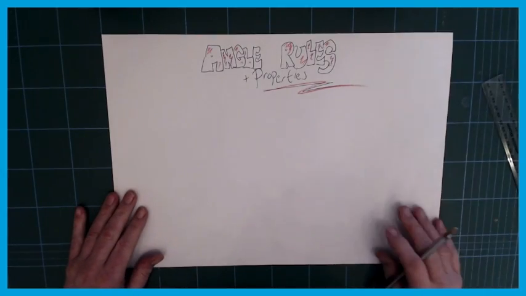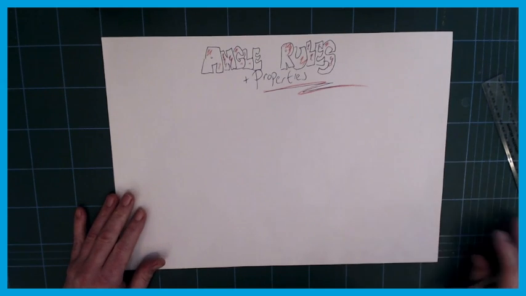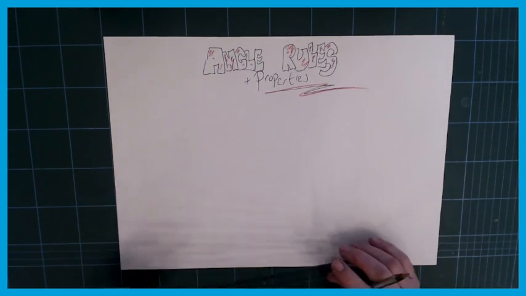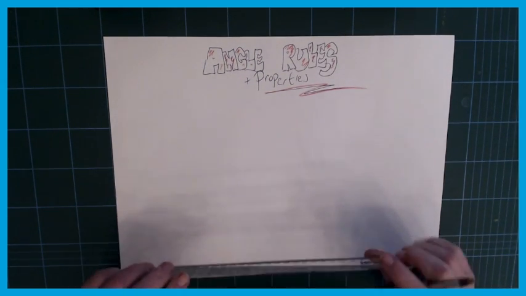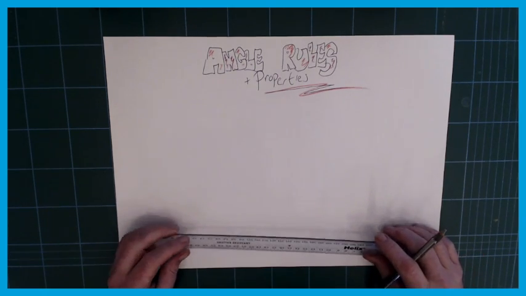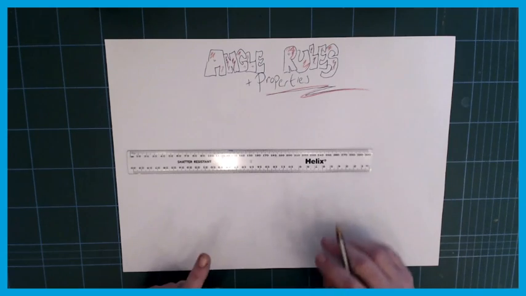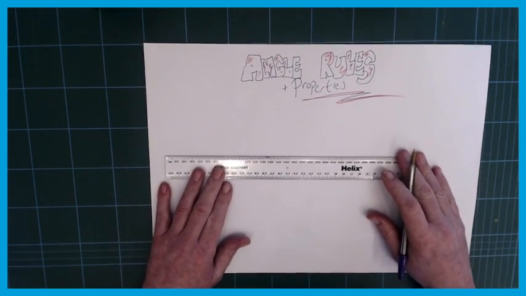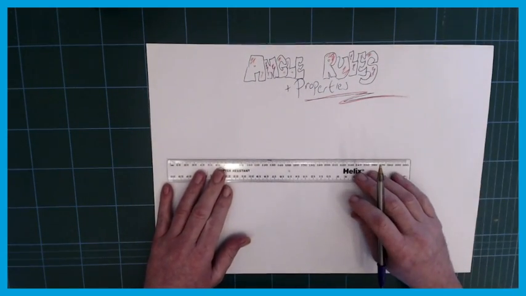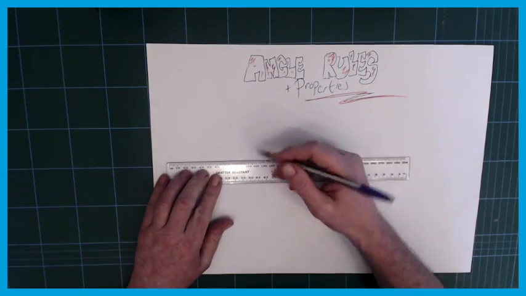Okay, we're going to look at some angle rules and properties now then. We've learnt about the different types of angles, our acute, our obtuse, our reflex, etc. And we're going to try and do some calculations now to work out missing angles. But we need to know the rules first. So we're going to go onto here first of all, and I'm going to draw three parts.